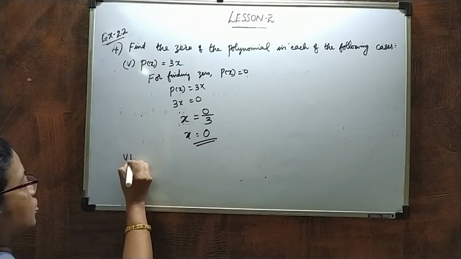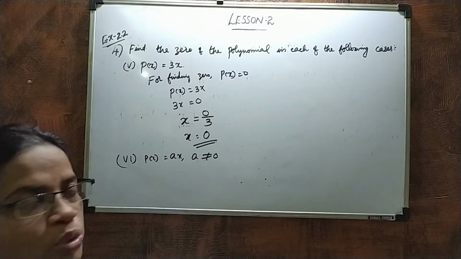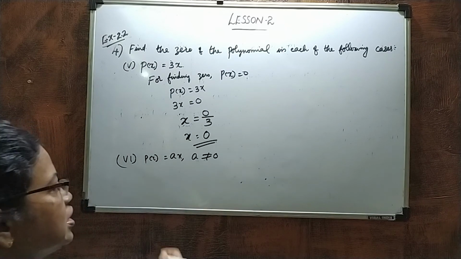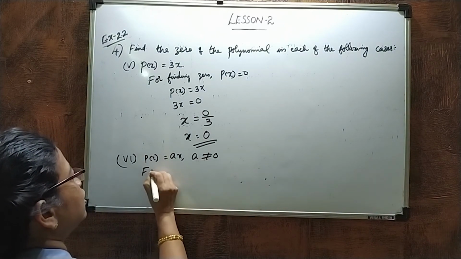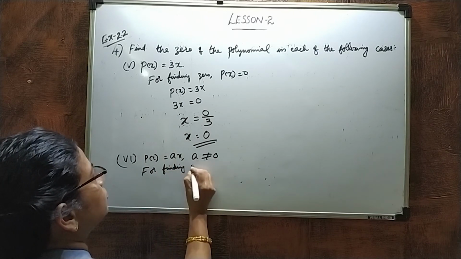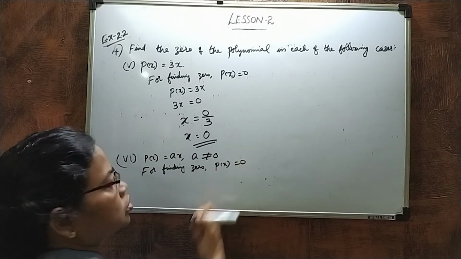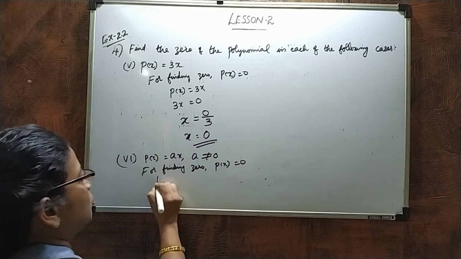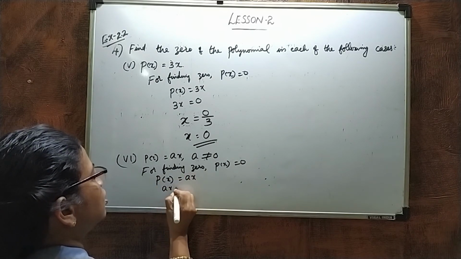Now sixth question. Okay, this is the sixth question. P of x is equal to ax where a not equal to 0. That means what is the next one? You have to find out the value for x. So for finding 0, what you have to do? P of x should be equal to 0. Then P of x is equal to ax. Then ax is equal to 0.